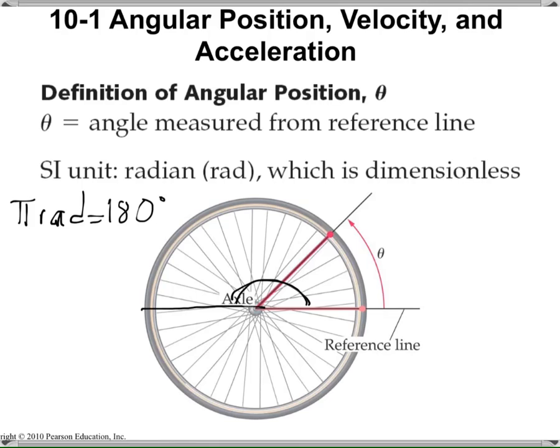So we have already made two different units for the angular displacement or angular position. One is radian and the other is degrees, and this is the conversion between them. What about pi? What is pi? 3.14, almost. So 3.14 radians is equal to 180 degrees.